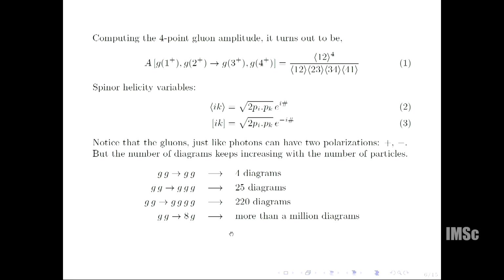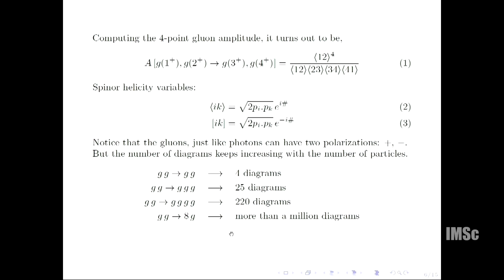Here notice that just like photons have 2 polarizations, the usual polarizations like circularly polarized light, gluons also have polarizations plus and minus. For this particular polarization configuration, we get this answer, okay, where these symbols mean this. You take momentum P1 and dot it with P2, and then you get this angle bracket thing. These are called spinor helicity variables. We don't need to worry about them.